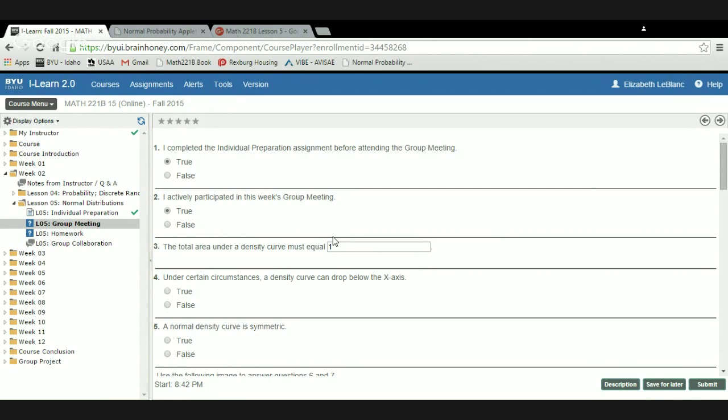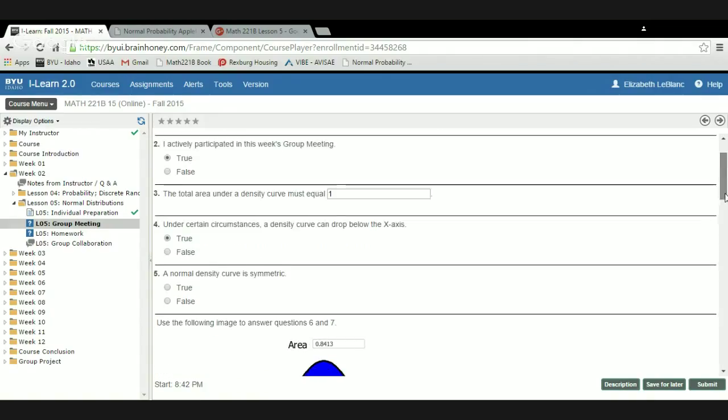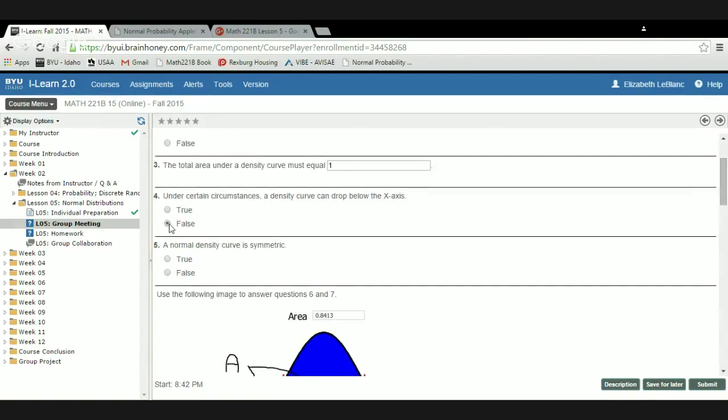So under number 4 it says under certain circumstances, the density curve can drop below the x-axis. I think that's false because under the reading there are those two basic properties, and number one was the area is equal to 1, and the second part says it's always on or above the x-axis. It can't be negative. Yeah. So number 4 is false. Number 5: a normal density curve is symmetric. I'm pretty sure that's true. I wrote that down. Hold on, let me see. Yeah, that one's true.